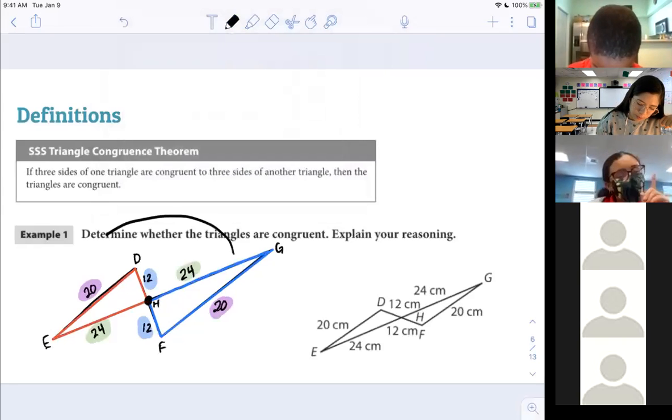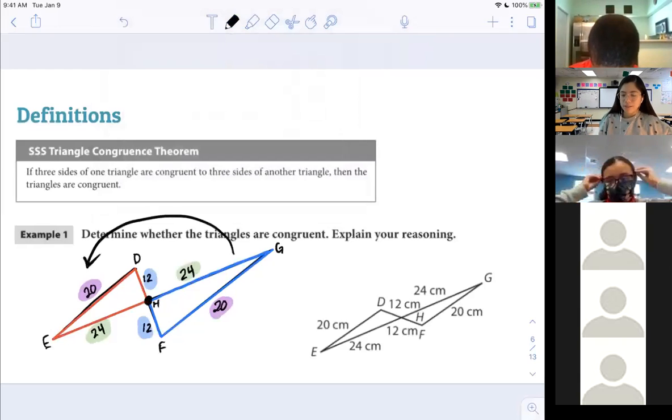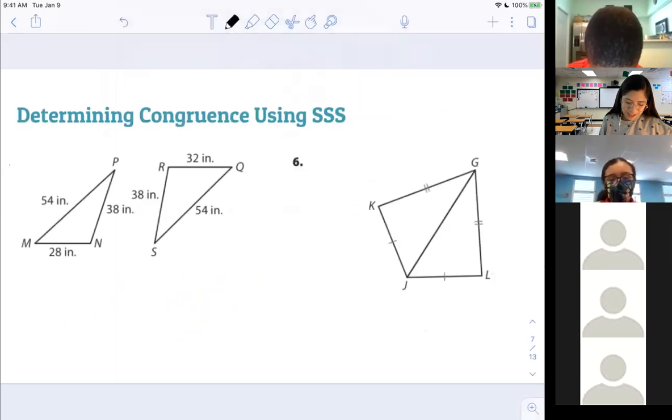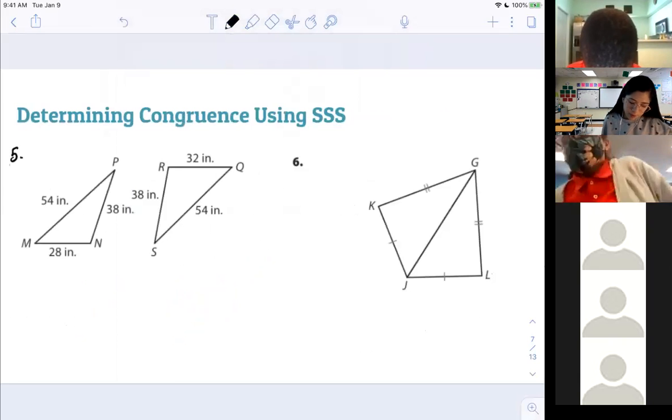So he kind of goes whoop like that. Good job, guys. See, it all comes together. Big brain. All right, let's do another couple using SSS. So this should be number 5, my bad. Number 5 should be pretty easy.